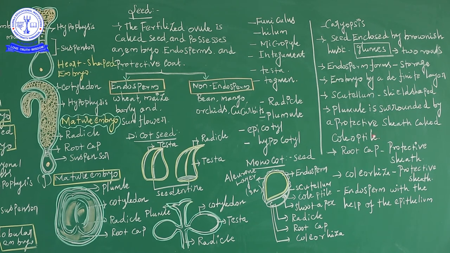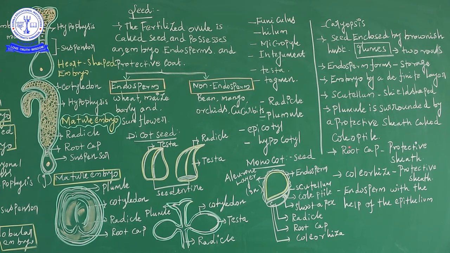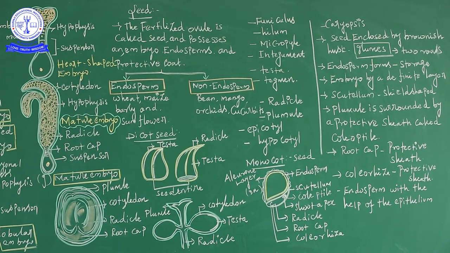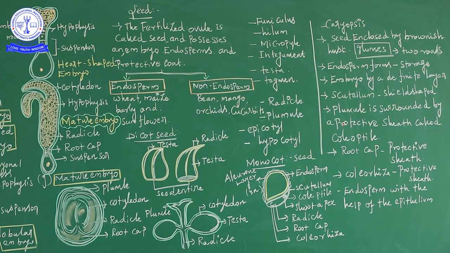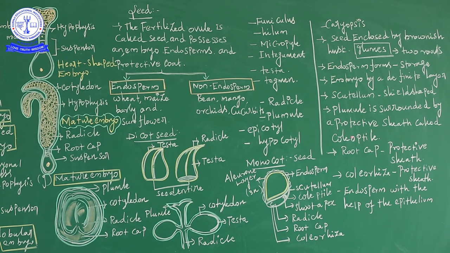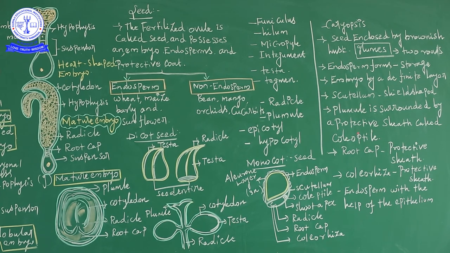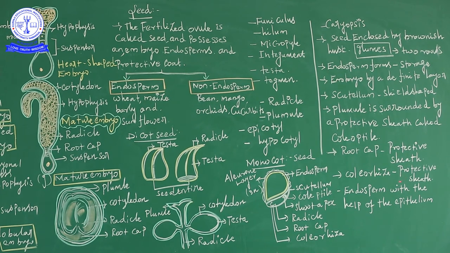The plumule is surrounded by the protective sheath called the coleoptile. Again, there is a function of the coleoptile also. Which one is the function? Protecting the seed is the function of the coleoptile. Very important, one more question. And then the radicle, including the root cap, is also covered by a protective sheath called the coleorrhiza.